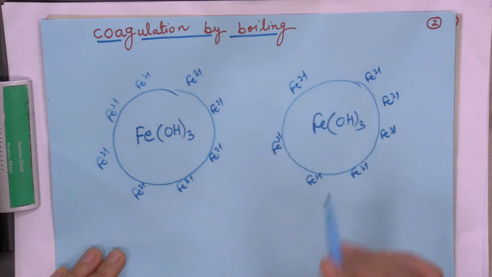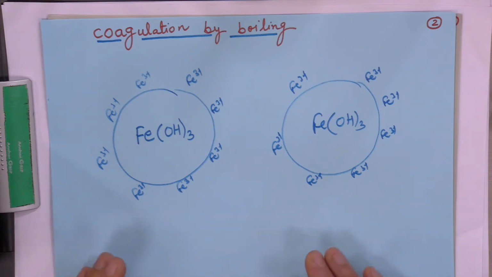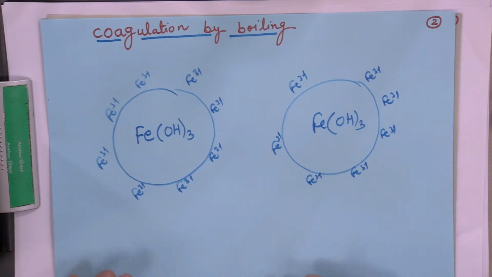All these phenomena are happening in the kitchen, in everyday life. When you are making food, you are boiling certain things, and colloidal solutions are getting precipitated. Sometimes they are getting converted to different states. So we are always dealing with colloidal solutions and the phenomena related to them. I hope you have understood how coagulation is done by boiling. We have a few more methods of coagulation.